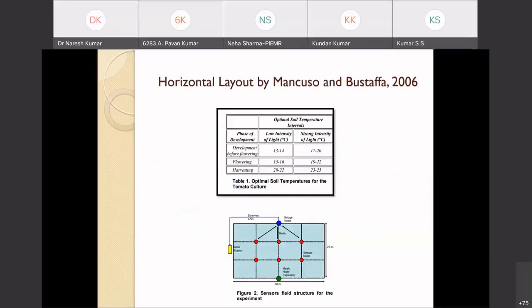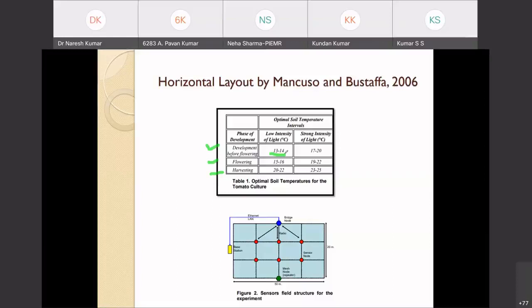Now this is one example for the cultivation of the tomato. There is a very interesting point you can also notice, and that is true for different crops: the temperature values will vary depending upon the crop being cultivated. In this case, this is the first phase, the development before flowering. For low intensity of light, a temperature in the range of 13 to 14 degrees centigrade is required. This is the optimal soil temperature.